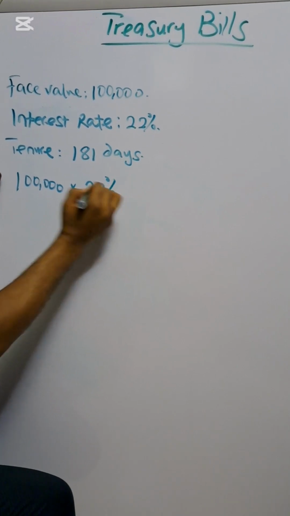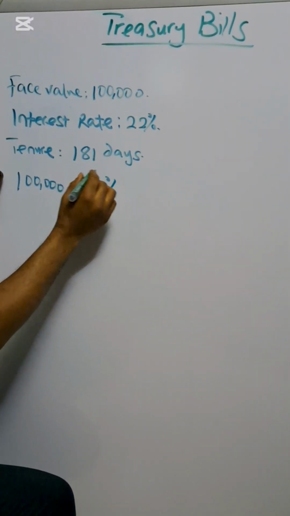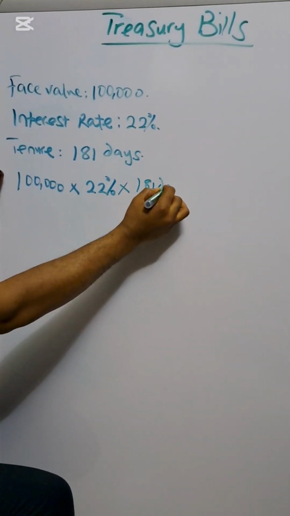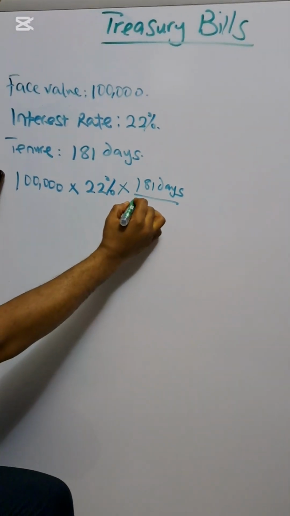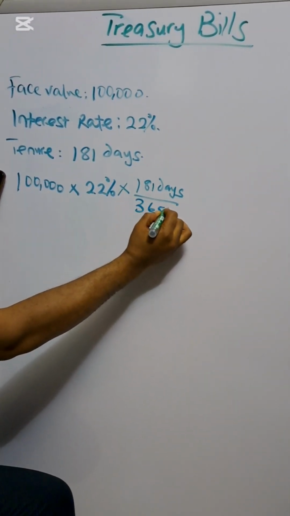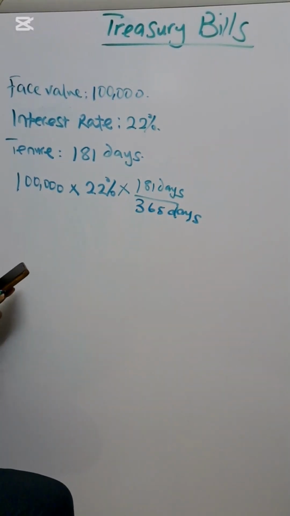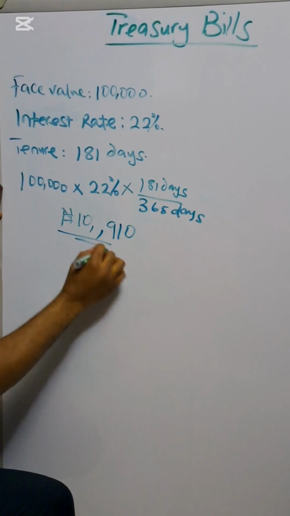All right. So your return on this 100,000 will be the face value, which is 100,000, multiplied by this 22%. Then remember that this is for only 181 days, so I'll multiply by 181 days, divided by how many days do I have in a year? 365 days. All right, so this is the return that the bank will be giving to me on this. So let me quickly calculate what interest it will be.